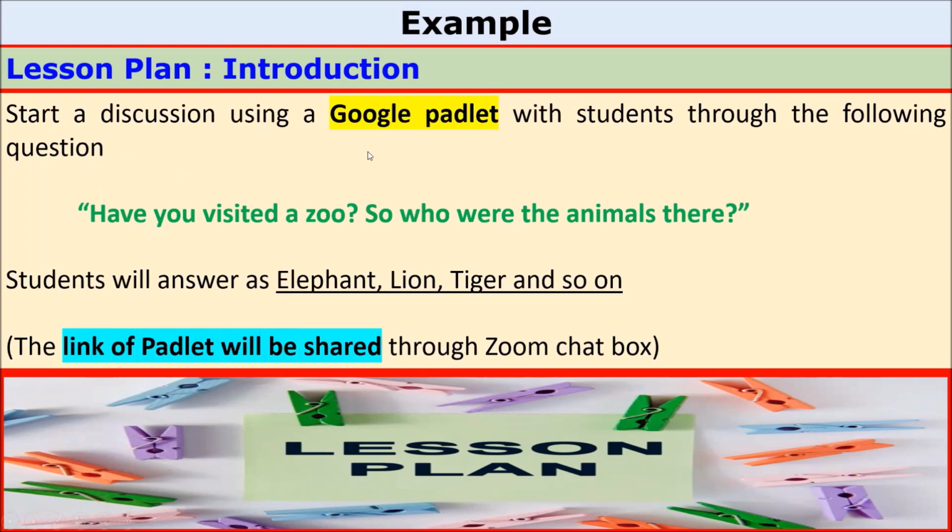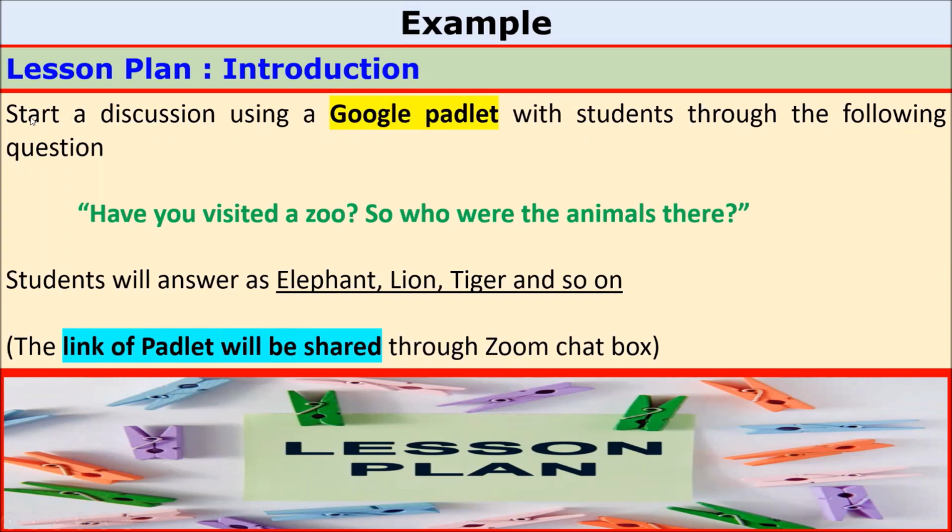Start a discussion using the Google Padlet with students through the following question. Then students will answer. Then you also want to think about which type of answers the students will give you, the expected answers. The students will answer elephant, lion, tiger, and so on. In the lesson plan, you should mention that part also, the student activity.